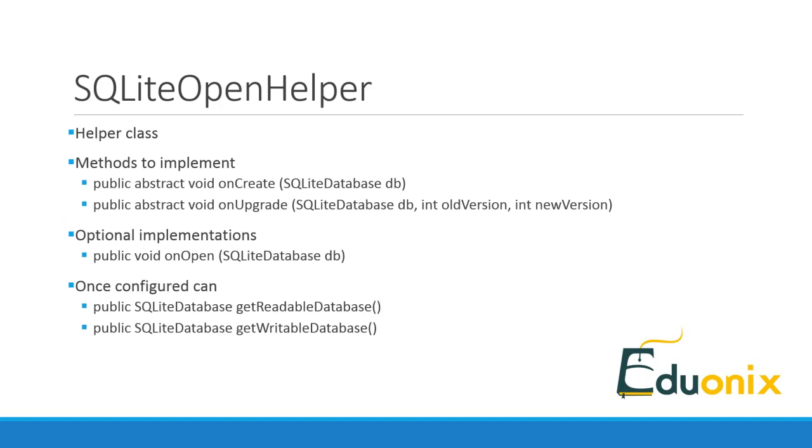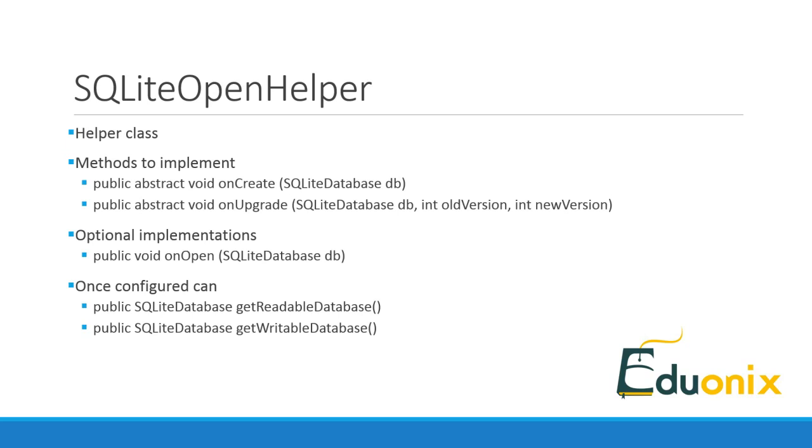SQLiteOpenHelper is a helper class for database creation and version management. It is an abstract class, so when developing, we must create a subclass that implements several of the abstract methods of this class. The onCreate method is called when the database is created for the first time. This is where the creation of tables and the initial population of the tables should happen.